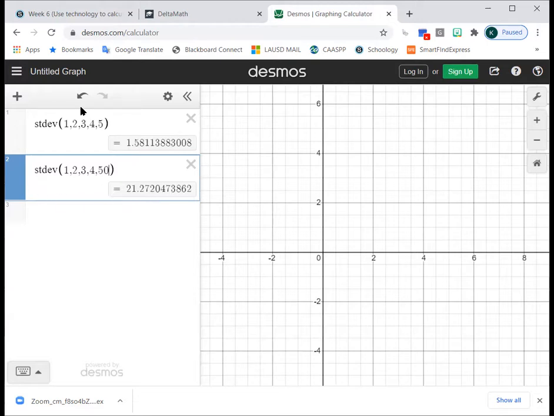21.27. So again, the standard deviation for the first one is less than 2, and the standard deviation for this second data set is more than 20. The reason for that is because this second data set goes from 1 to 50, and this first data set only goes from 1 to 5. So this second data set is definitely more spread out than the first one. And you can tell that because if you were just given the standard deviations of these data sets, but not the numbers, you can tell that this second set of numbers would have to be more spread out because it has a larger standard deviation compared to the first one.